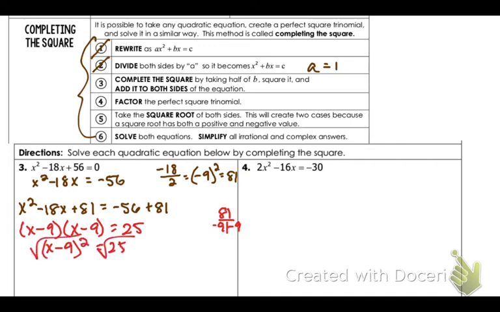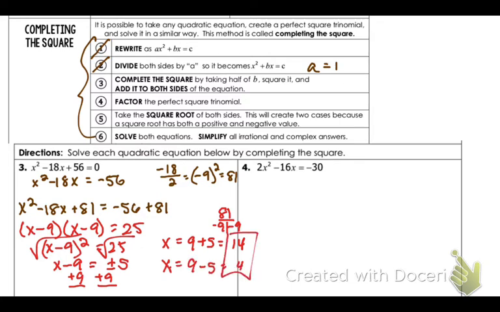Take the square root. You're left with x minus 9 is equal to plus or minus 5. I'm going to add 9 to both sides. Now, because we have 9 plus 5, we can combine those. There's nothing that tells us we can't. So I'm going to be left with 14. And then you also have 9 minus 5, which is going to give you 4. So these are your two answers here, 4 and 14.